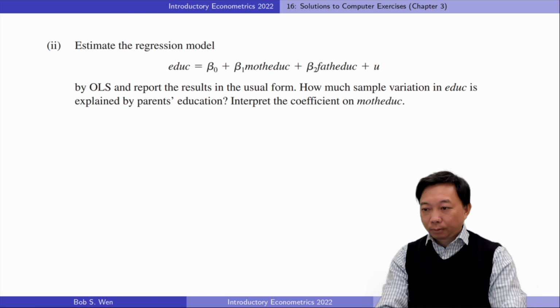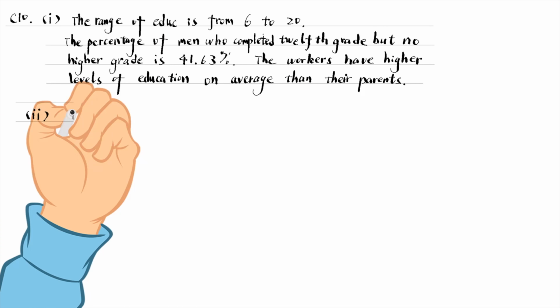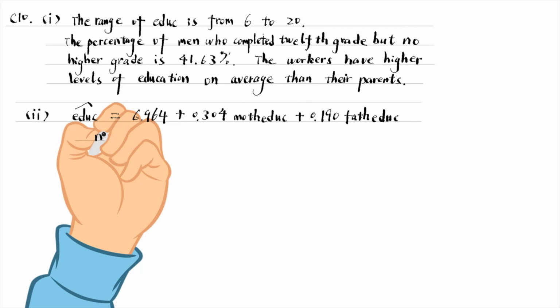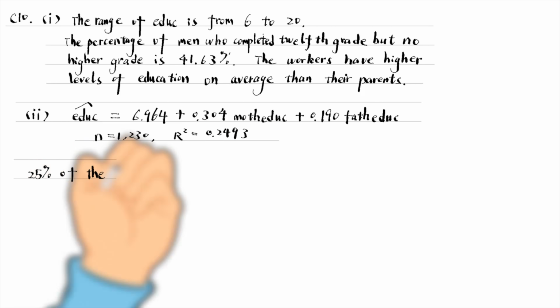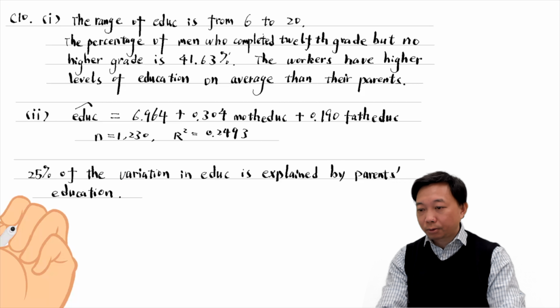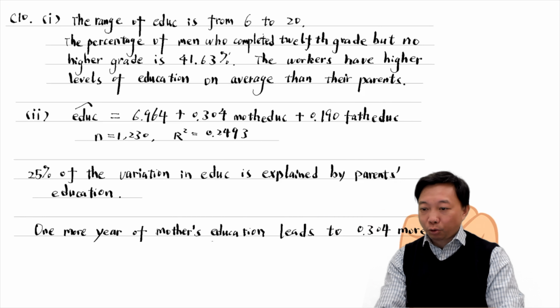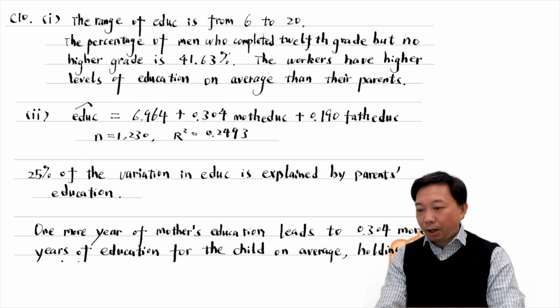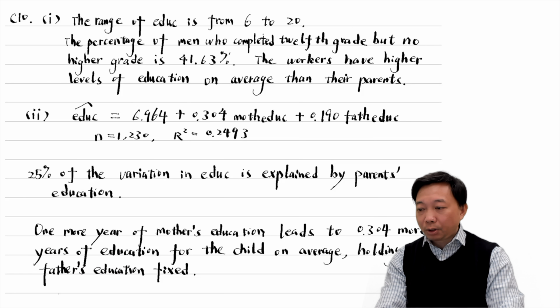For the second question, the OLS estimation equation is as follows. Around 25% of the variation in the child's education is explained by their parents' education. The coefficient on the mother's education suggests that one more year of the mother's education leads to 0.304 more years of education for the child on average, holding the father's education fixed.